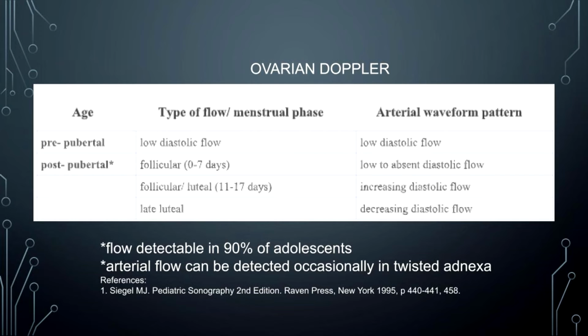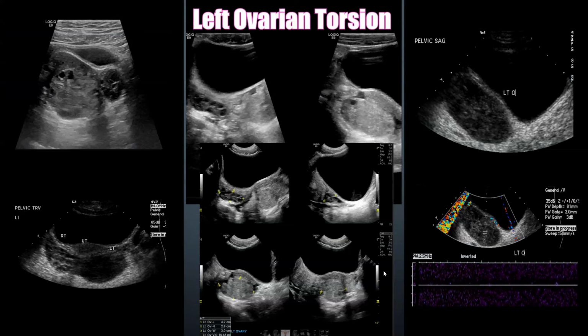In 90% of adolescents, you should detect some flow in the ovaries. You might have to work with the scale by decreasing it as much as you can before you introduce artifacts, and obviously also working with the gain. All right, and arterial flow can be detected with a torsion of the ovary, again due to the dual ovarian blood supply.